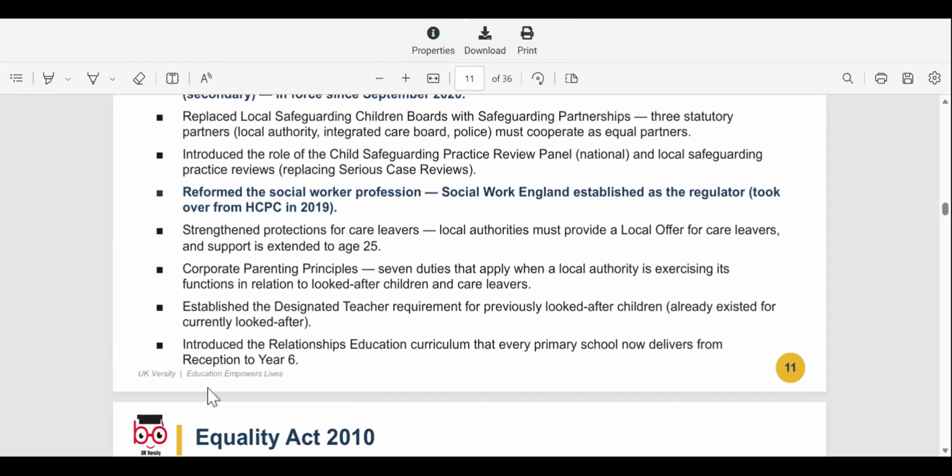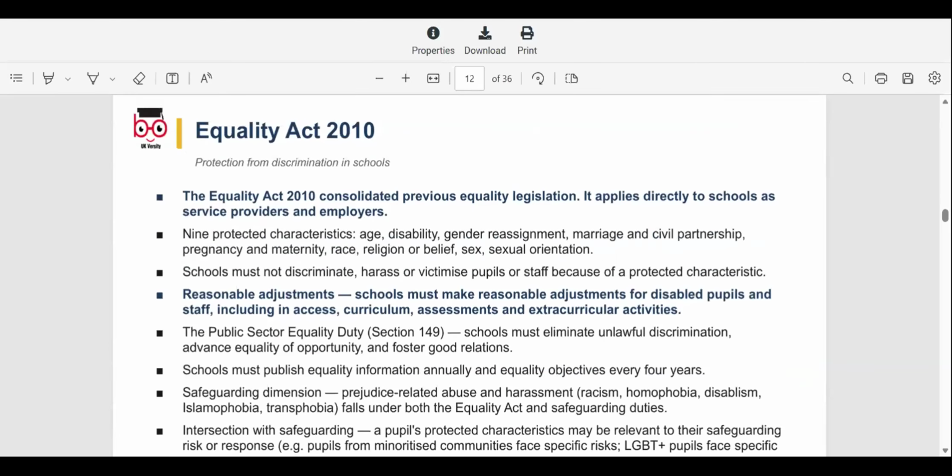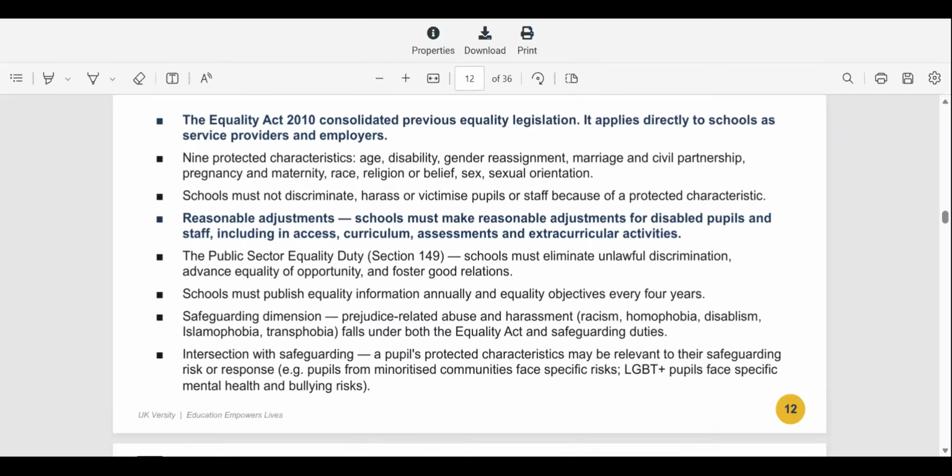Then we've got the Equality Act, the main act for everything. Most businesses relate to this, but it is an act that identifies any sort of equality between individuals and provides equality. It covers nine protected characteristics, which are age, disability, gender reassignment, marriage and civil partnership, pregnancy and maternity, race, religion or belief, sex, and sexual orientation. It's really unfair to discriminate against anyone, directly or indirectly.